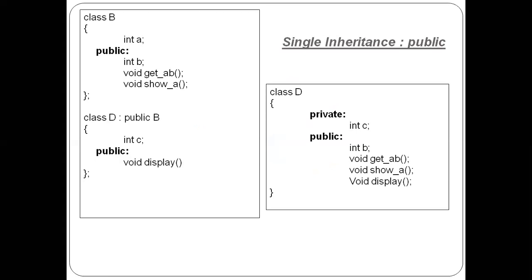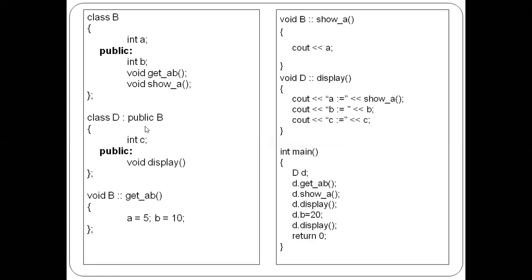So what happened with respect to this? All the properties of class B are available inside the public scope. All the properties, meaning member functions and member variables, are accessible inside class D, because we are accessing with the help of the public access specifier. So with respect to that, we have executed this task.